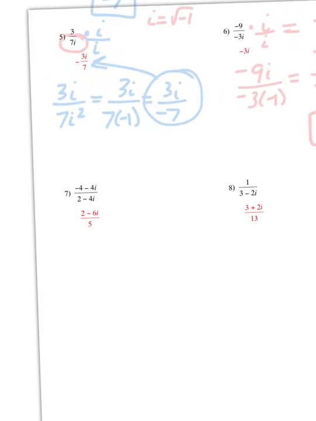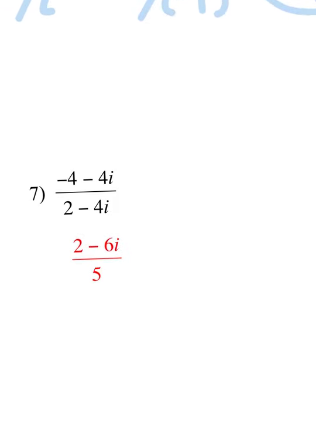7 and 8 are basically the same type of problem. This should look familiar to you. You cannot have an i on the bottom, and this is written with a plus or minus in between, so what this is, is a conjugate. So if you remember from last week's lesson, you have to do the conjugate, so that would be 2 plus 4i. Remember, you only change the sign in the middle when it's a conjugate. So now we need to multiply.